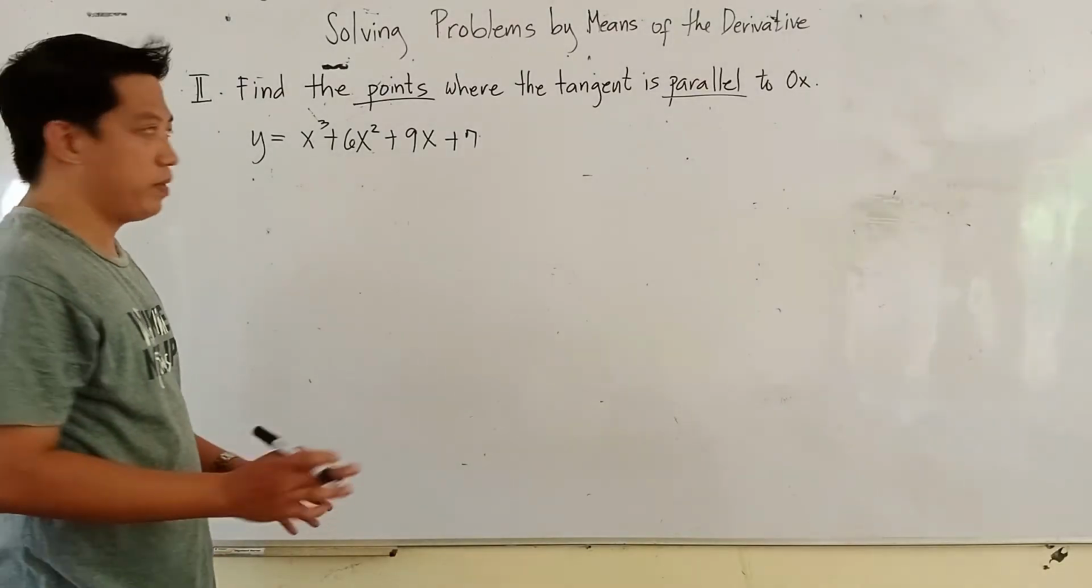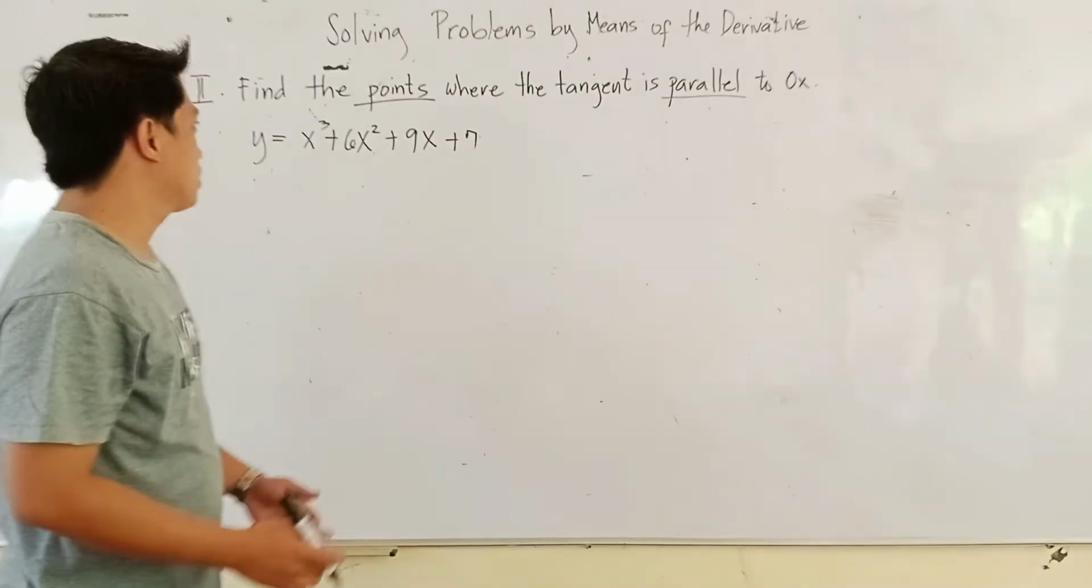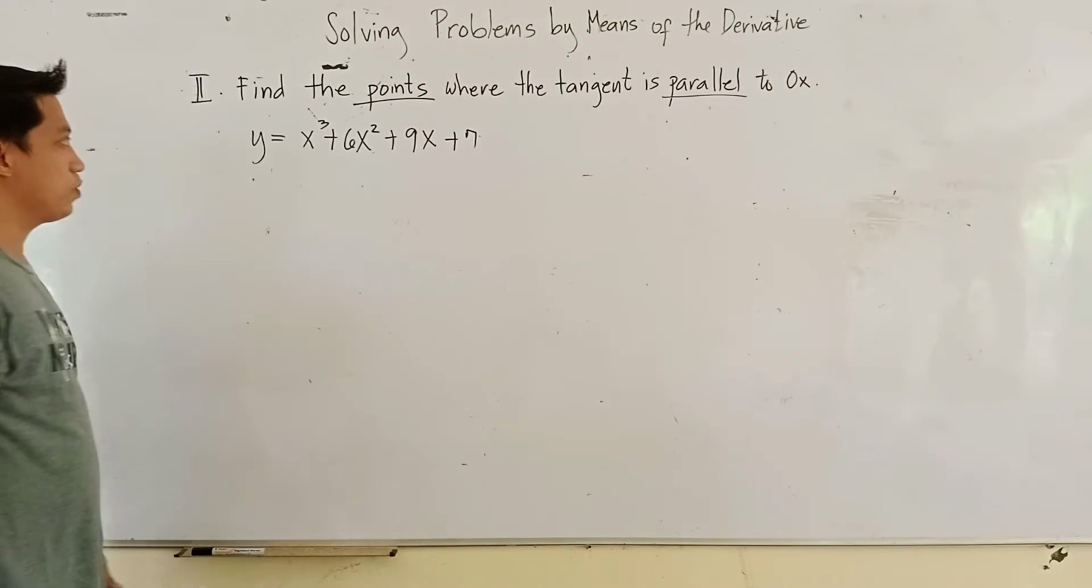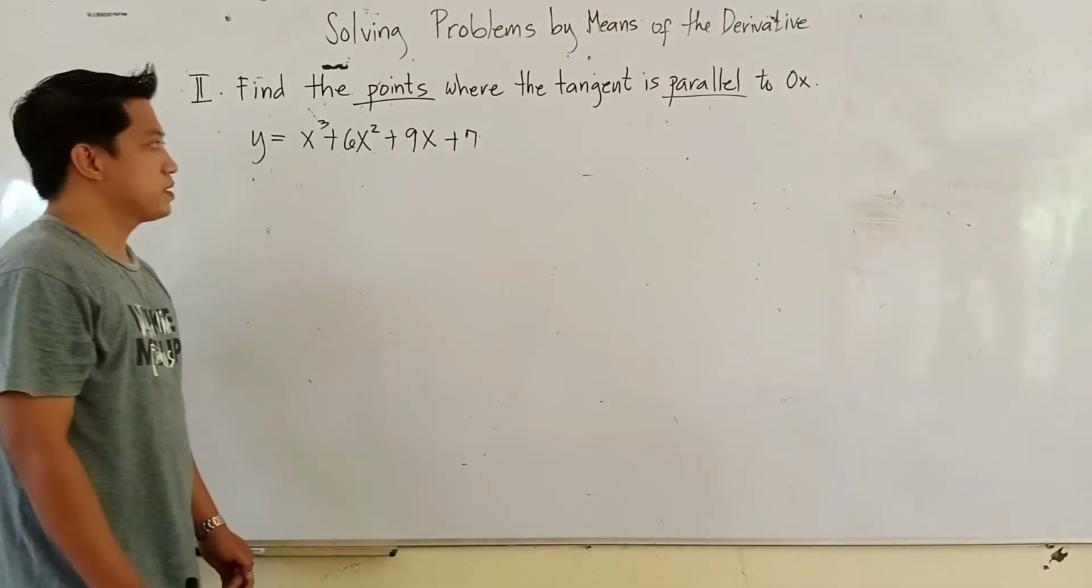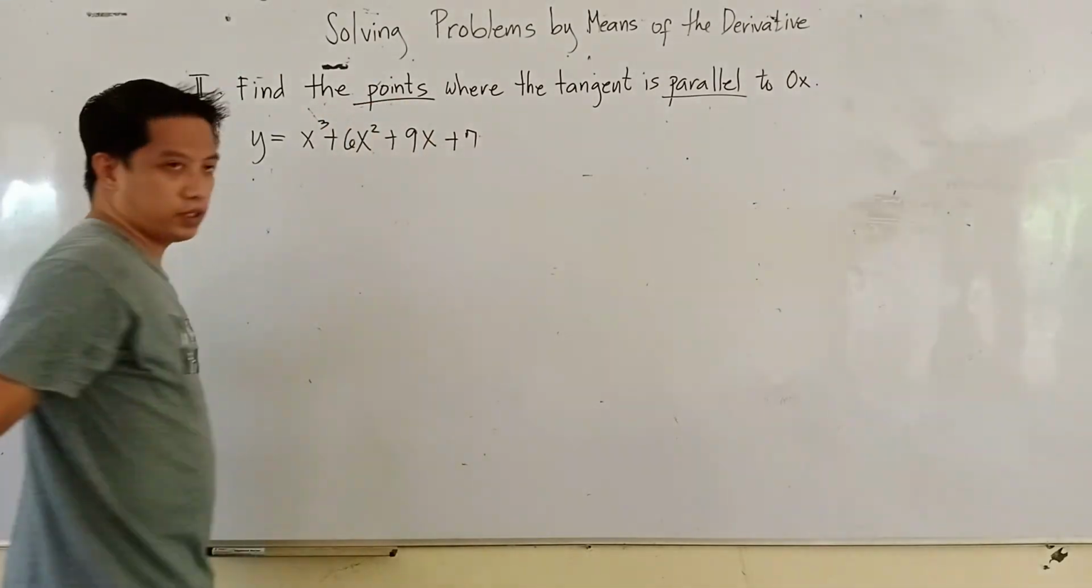So we have the second problem. Find the points where the tangent is parallel to the x-axis. So we are given a function y is equal to x cubed plus 6x squared plus 9x plus 7. So this time we are now looking for the points.